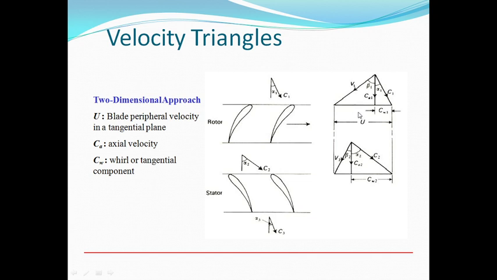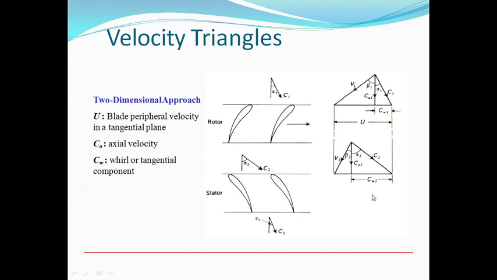The same C2. The C2 is the exit of the rotor, and that will enter into your stator. This is the inlet velocity triangle, exit velocity triangle. Ultimately, there is a change in your tangential velocity. Tangential velocity is Cw1 here when you are entering, and when you are leaving, this is the Cw2. This is called as swirl angle.